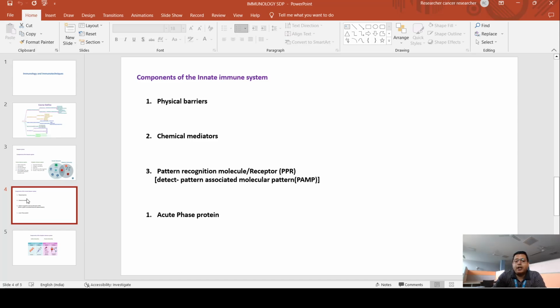Then another important one, the pattern recognition molecules or receptors, that is the PRR, right? These are the cells which recognize the pathogens. Suppose you take the example of bacteria. Bacteria have exotoxin and endotoxins, right? The bacterial exotoxin can be detected by the receptor in the cell that is known as the TLR, toll-like receptor. This TLR is known as a PRR, pattern recognition molecule, and it recognizes a particular pattern of the protein in the bacteria.